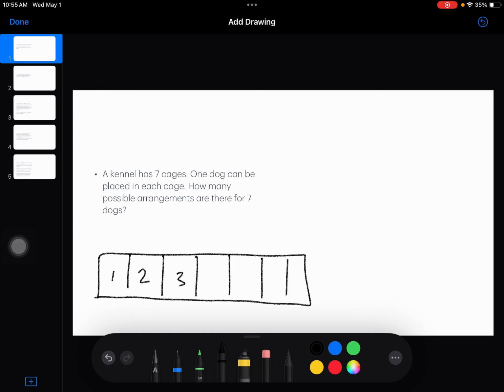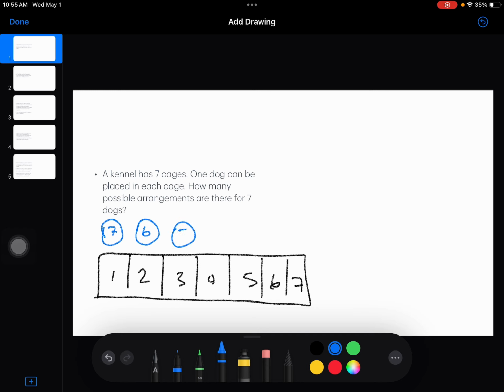We've got 1, 2, 3, 4, 5, 6, 7 cages. We've got 7 dogs, and so how many different dogs are available to be placed in that first cage? Well, we're starting with 7 dogs, so there are 7 possibilities for that first cage. Then let's move on to the second cage. How many possibilities are available? Well, we took 1 dog and put it in the first cage. Now there are 6 available.